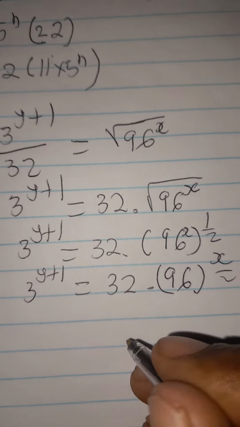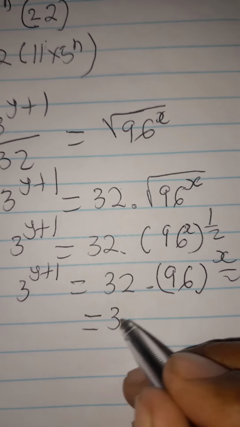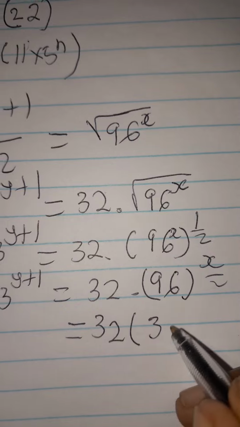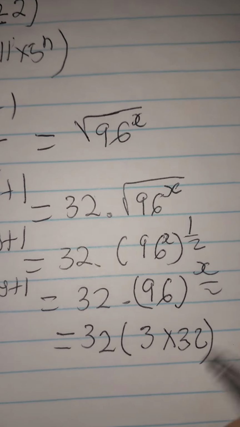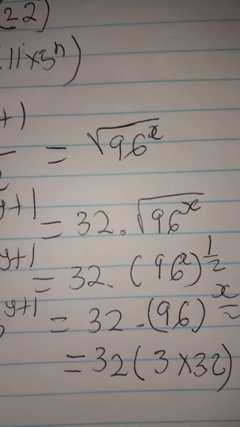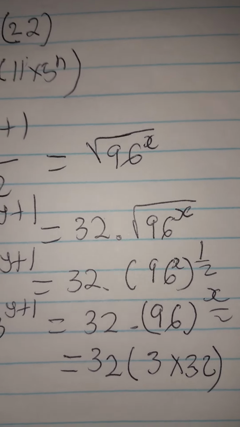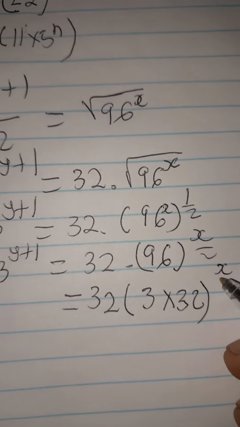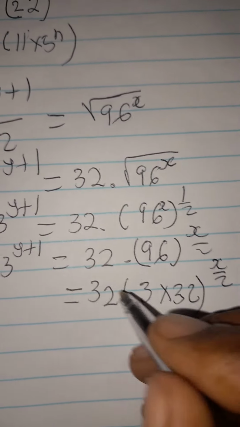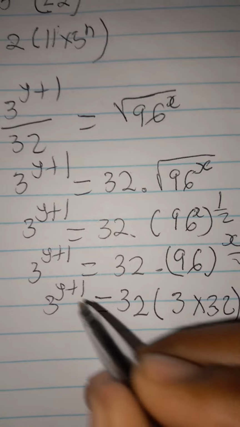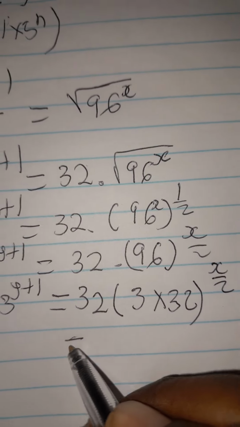So when we are here, we can break 96 down. 96 is the same as 3 times 32. Yes, 3 times 32 will give you 96, right? And x to the power of x all over 2. I keep saying x half. Okay, 3 to the power of y plus 1 there.